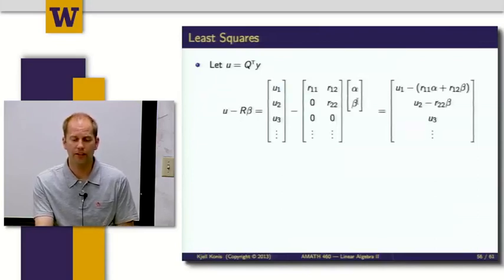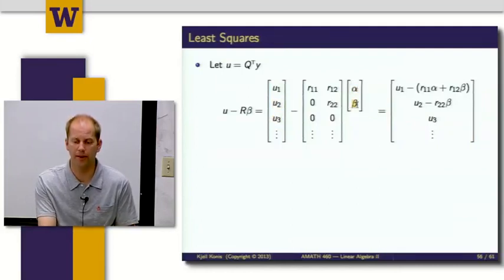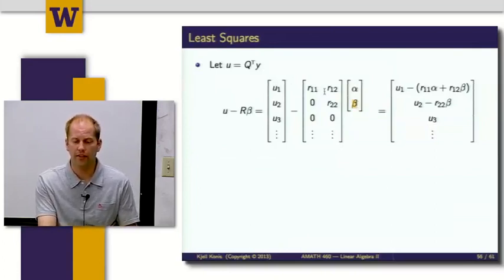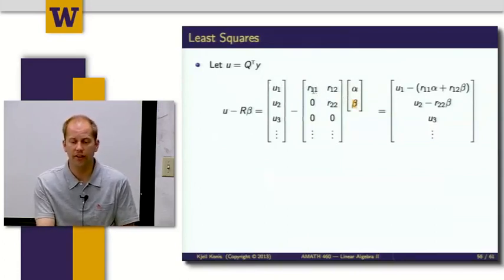And the picture is going to look like this. I have U minus R beta, which is going to be U1, U2, U3 and so on, minus R. And then my vector beta I can write out again: scalar alpha in the first position, scalar beta in the second position. And then I can go ahead and just do the math here. So I can do this multiplication and then do the subtraction. Here I'm going to get R11 times alpha plus R12 times beta. And then I'm going to subtract that from U1. So in the answer I have U1 minus (R11 alpha plus R12 beta).